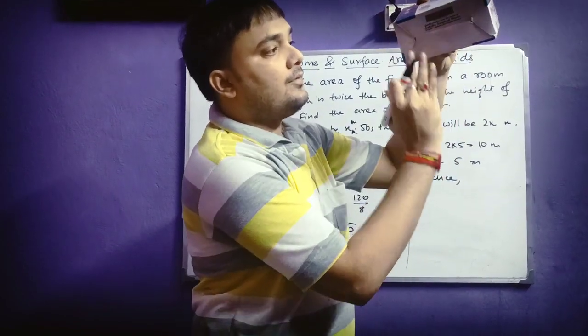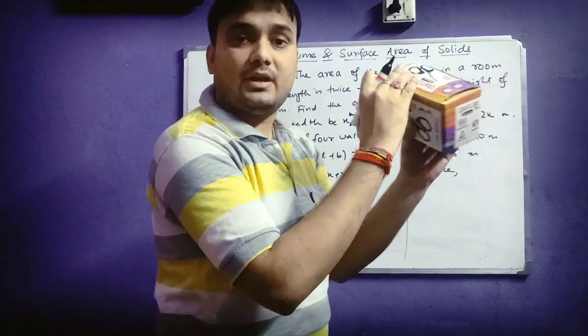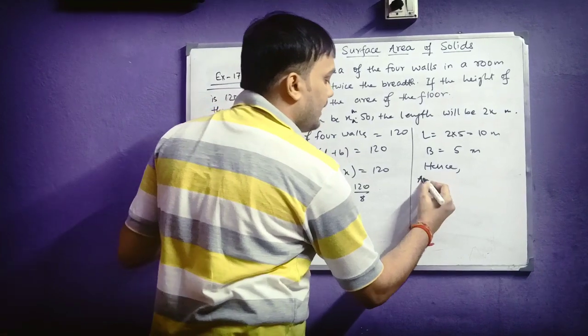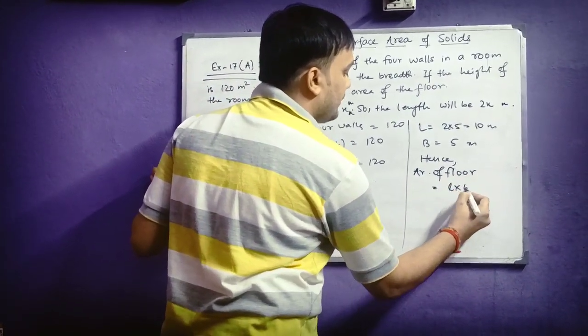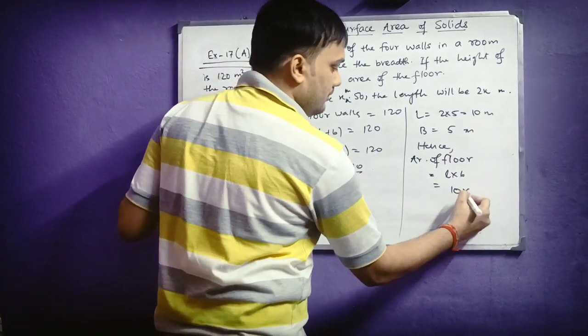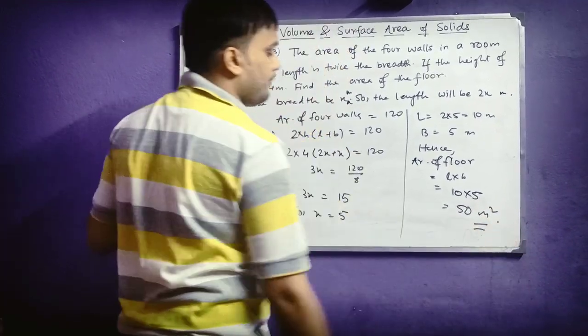So area of the floor will be length into breadth. Similarly, area of the ceiling will also be length into breadth only. So we can write here, area of floor will be equals to length into breadth, that is equals to 10 into 5. So our answer will be 50 meters square.